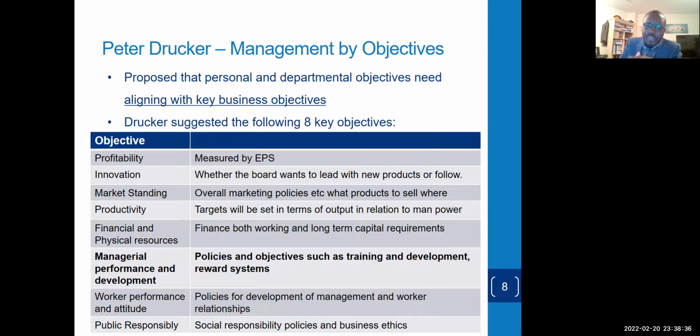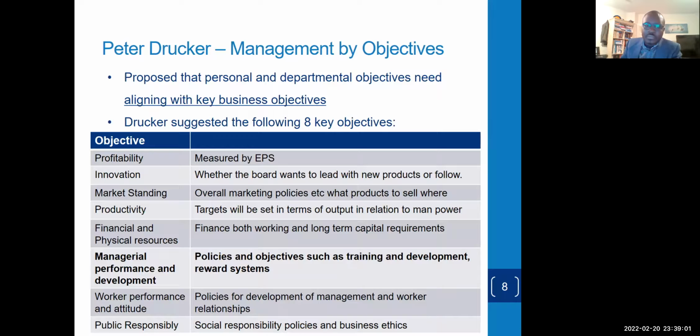Then looked at productivity targets will have to be set in terms of output in relation to manpower or labor hours. Okay. Then he also mentioned physical and financial resources, where we're talking of both long term and short term working capital. Okay, solvency requirements. Then he also mentioned managerial performance and development, quite important, highlighted in bold font.